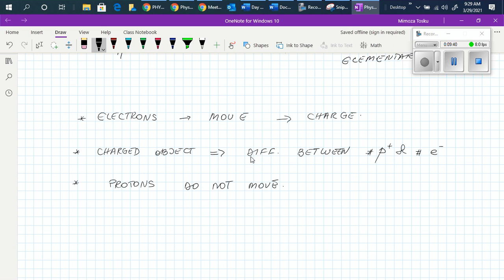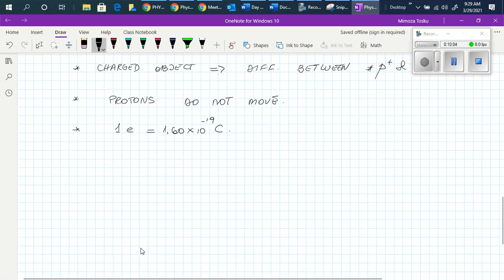They are in the nucleus and they are stable. They do not move from one element, from one object, to the other. And then the elementary charge is 1.60 times 10 to the power of negative 19 coulombs, and coulomb is the unit of charge.